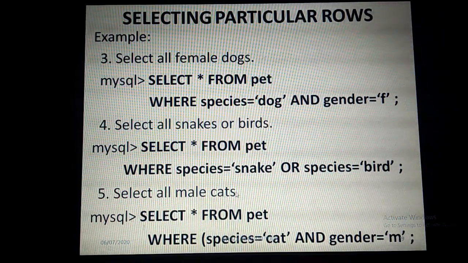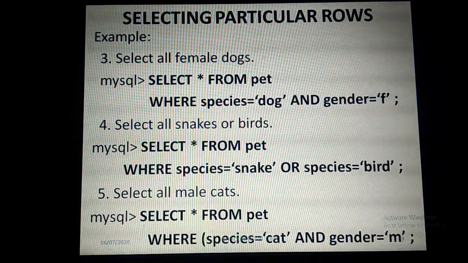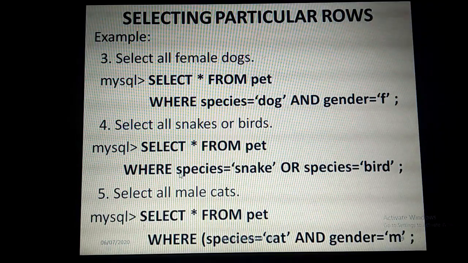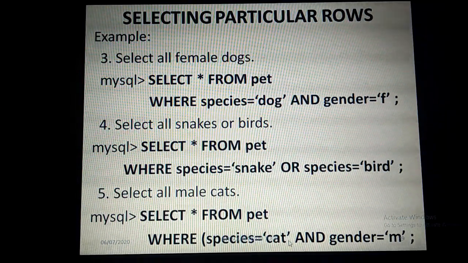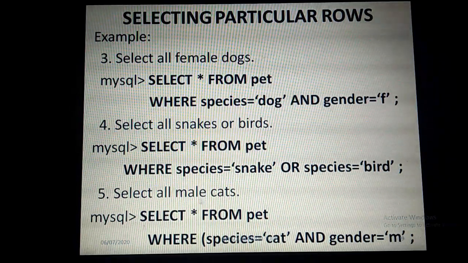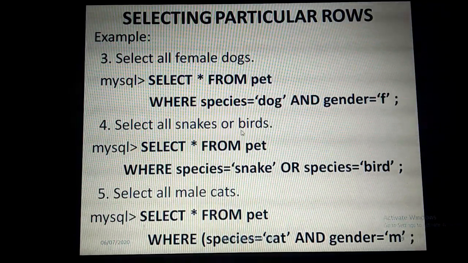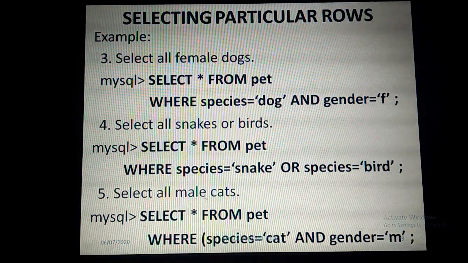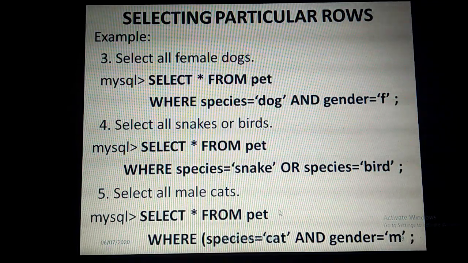Next is select all male cats. So select star from pet where we can include parenthesis. This is optional only. This condition can be included in parenthesis also. Without parenthesis also it will work. So within parenthesis species equal to cat within single quotes and gender equal to male. All male cats means both the conditions need to be satisfied. Here we didn't have the or operator, so we need to include the and operator compulsorily for two conditions. If more than two conditions are there, we need to compulsorily include the and operator.